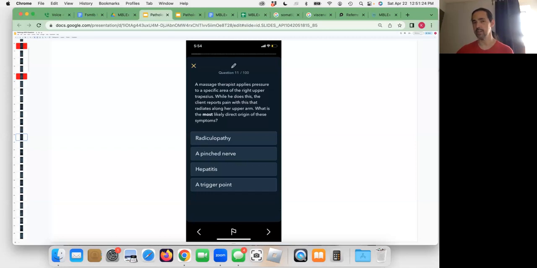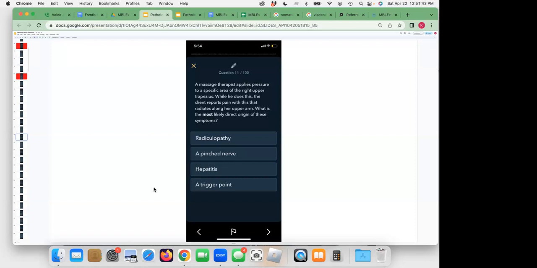A massage therapist applies pressure to a specific area of the right upper trapezius. While he does this, the client reports pain that radiates along her upper arm. What is the most likely direct origin of these symptoms? Is it radiculopathy, which is the same as neuropathy? Is it a pinched nerve? Is it hepatitis, or is it a trigger point? A trigger point, that's correct.